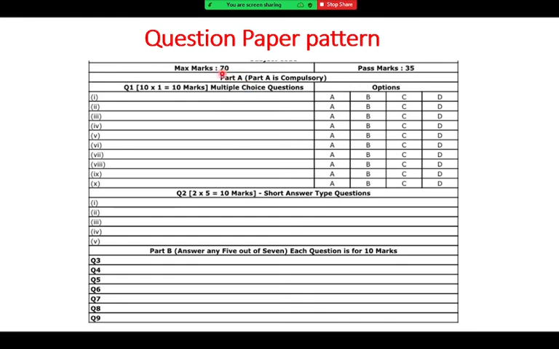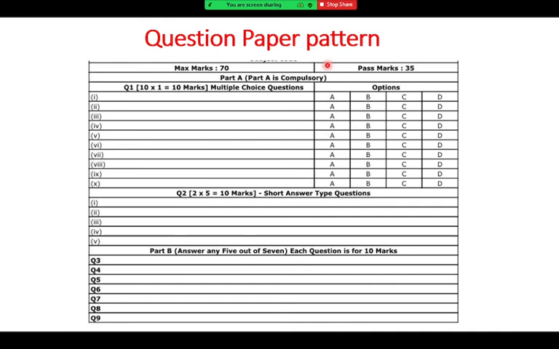Let me come to the first part first. Entire paper is of 70 marks. Minimum 35 marks you should have to pass the subject. Remember, external passing is separate. That means in internal there is 30 marks. Even though you get 30 out of 30 in internal, then also you should get minimum 35 marks out of that 70. Then only you will pass this subject.